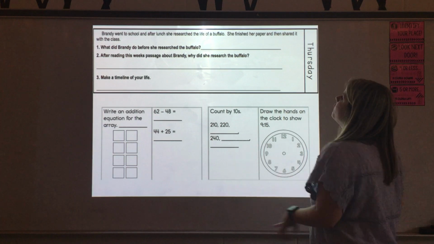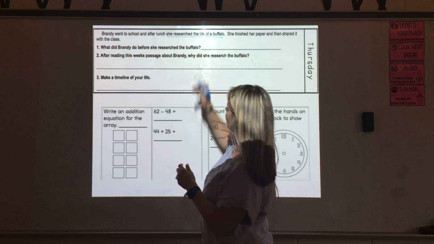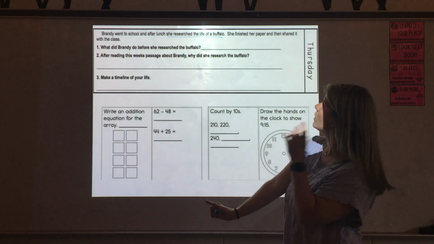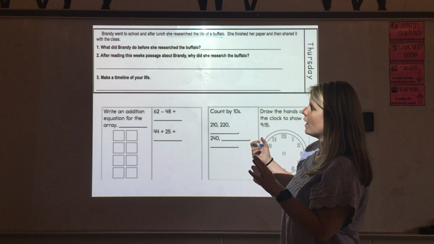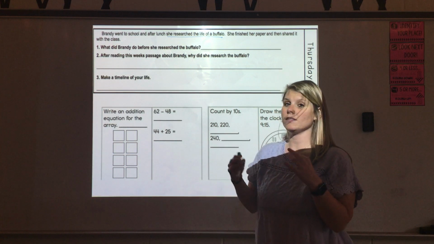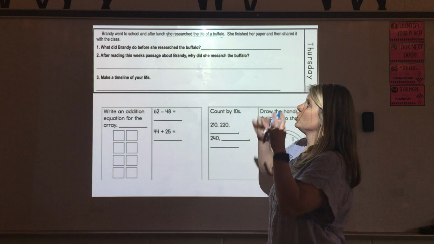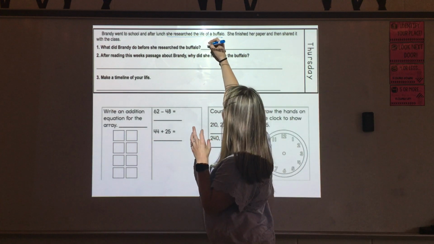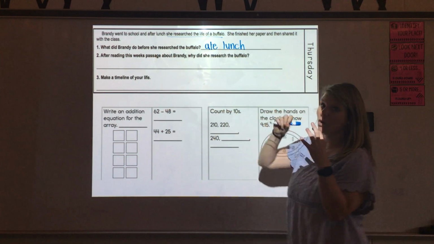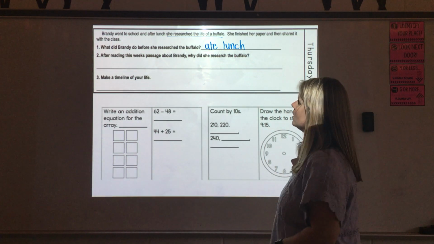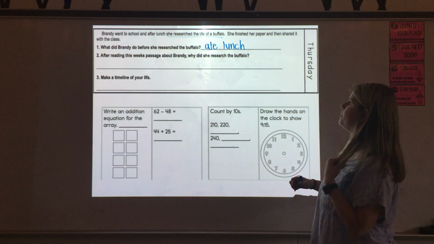What did Brandy do before she researched the buffalo? So I can go back in my text here and find where she researched the life of a buffalo. But let me go back and see what she did before she did that. It said she went to school and after lunch she researched the life of a buffalo. So if you put Brandy went to school, I don't necessarily think that's wrong because she did go to school before she researched the buffalo. But what they might have been looking for here would be what she did right before she researched the buffalo, which would have been ate lunch. But again, if you wrote went to school or you wrote went to school and ate lunch, I'm thinking that's correct.